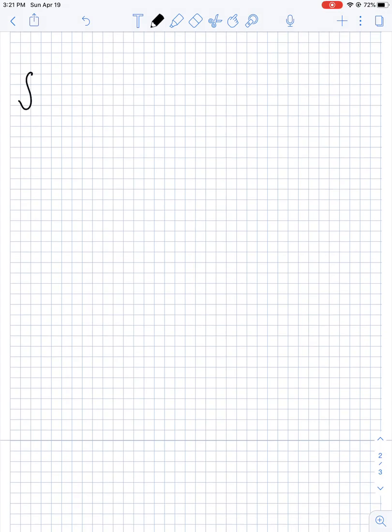skills. So let's do 3x squared plus 4x minus 5. And let's integrate that from 1 to, let's say 4. Okay, we're going to integrate that with respect to x. So here's a really good example. Let's get started. The first step is we're going to find the antiderivative.